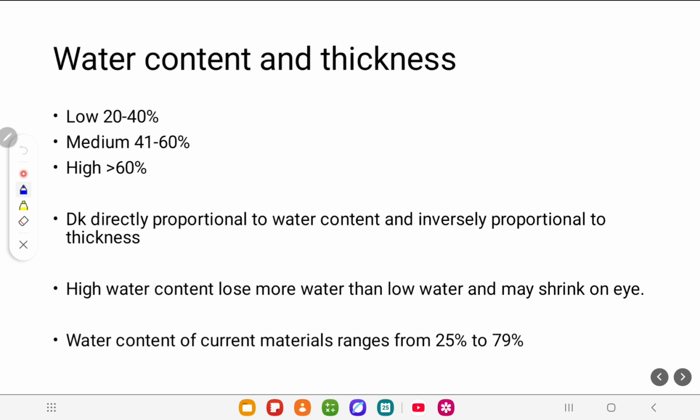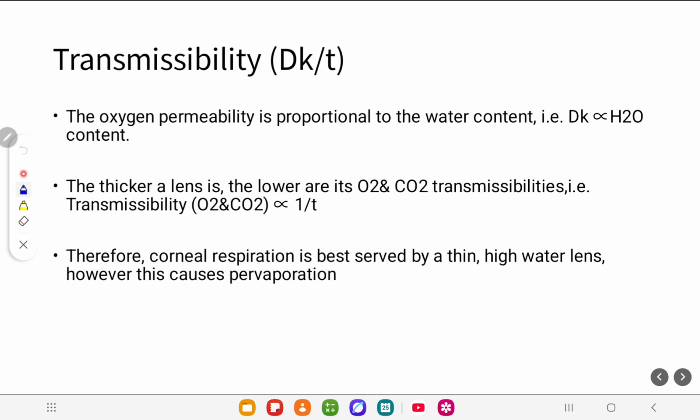So water content, we know low, medium, high, which is less than 50 and greater than 50. With high water content, we have to be cautious because of evaporation and interaction with the environment, and definitely deposits and all these things. Transmissibility, we have already talked about it. Yes, the thicker the lens, the lower the rate at which oxygen and CO2 pass.